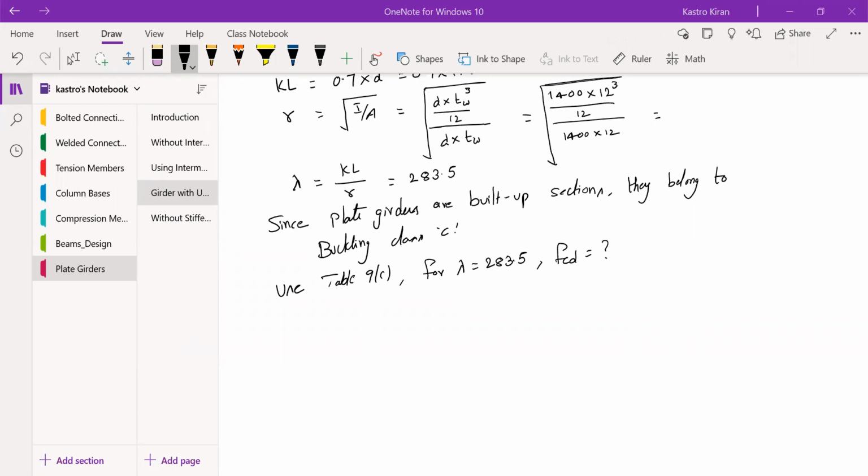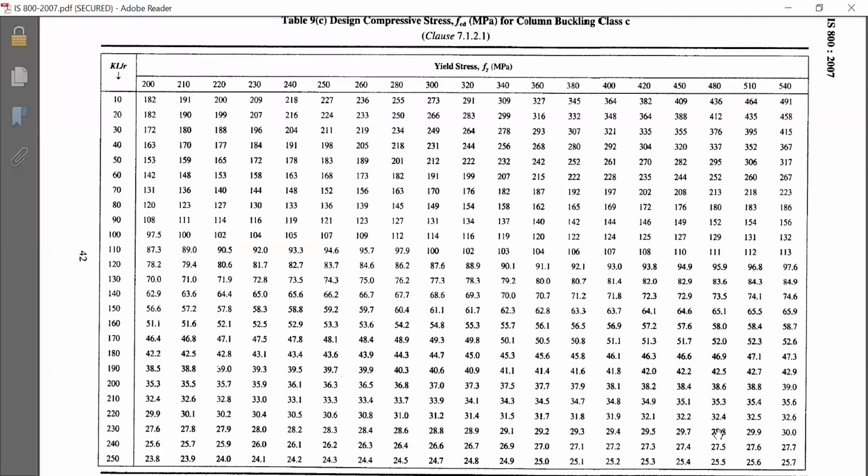Before sharing, just remember the value of lambda, which is 283.5. The value of the slenderness ratio is 283.5, and at that value you have to find the FCD value. So yes, this is Table 9C.